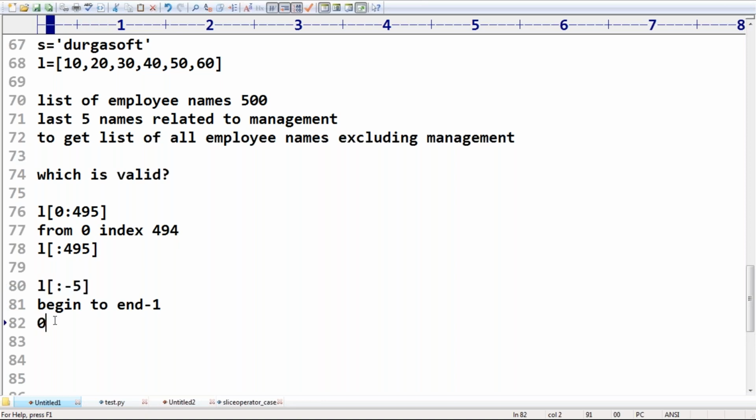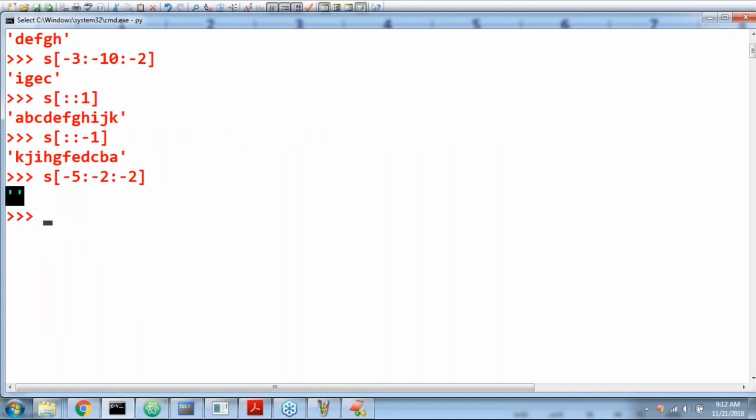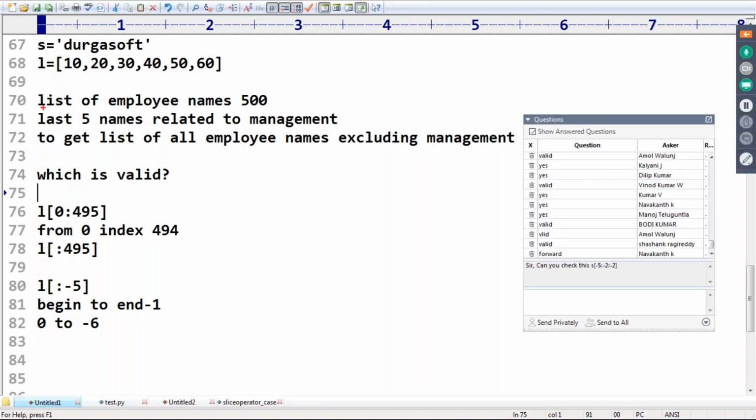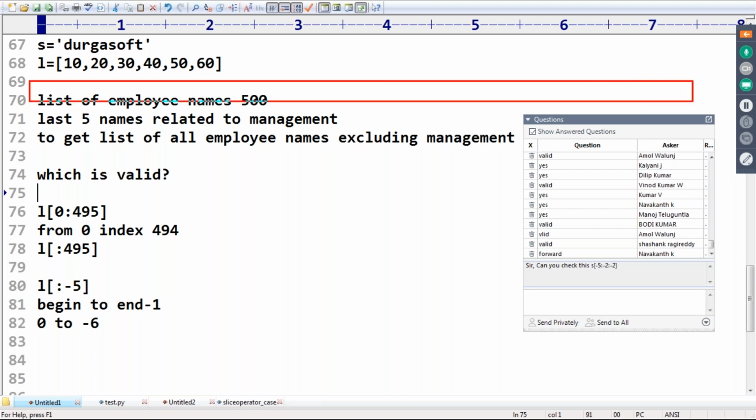Begin means 0, and minus 5, minus 1 means minus 6. From 0 to minus 6 we are required to consider, which means the forward direction. 0 to minus 6 means until 494 only. Remember that. Because the reason for that is, observe a bit carefully, sir.